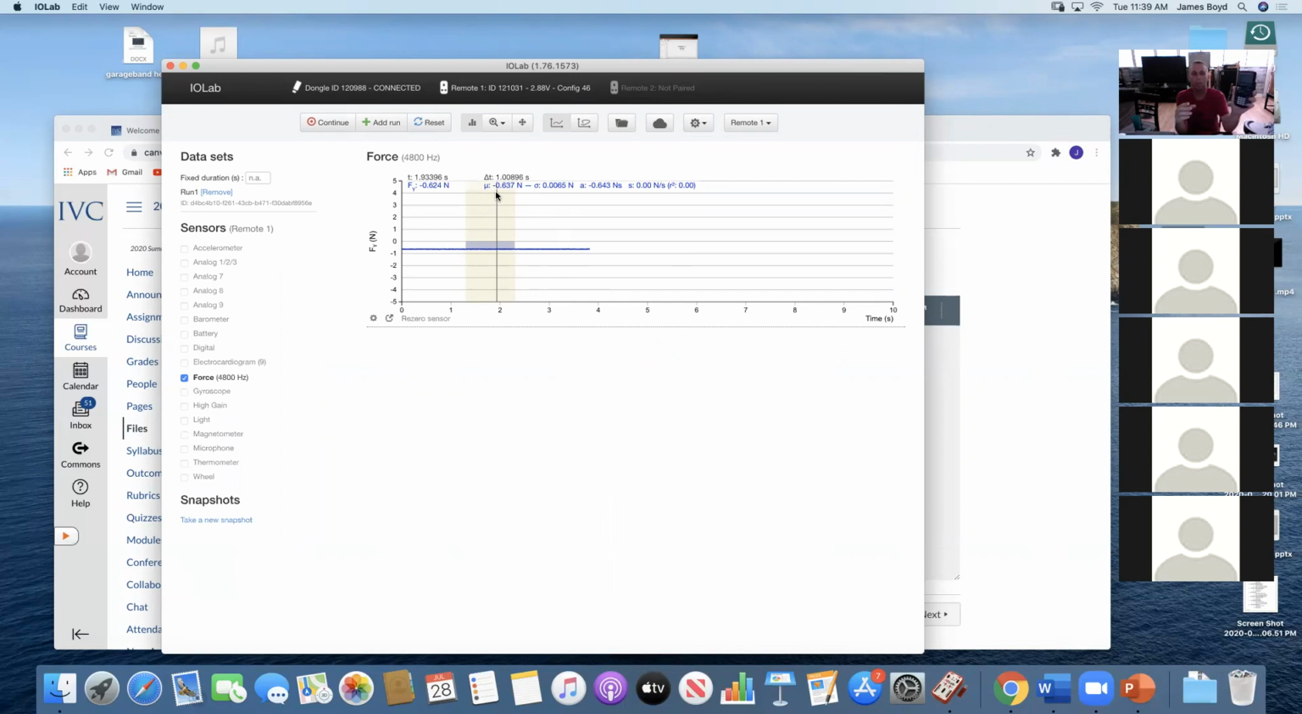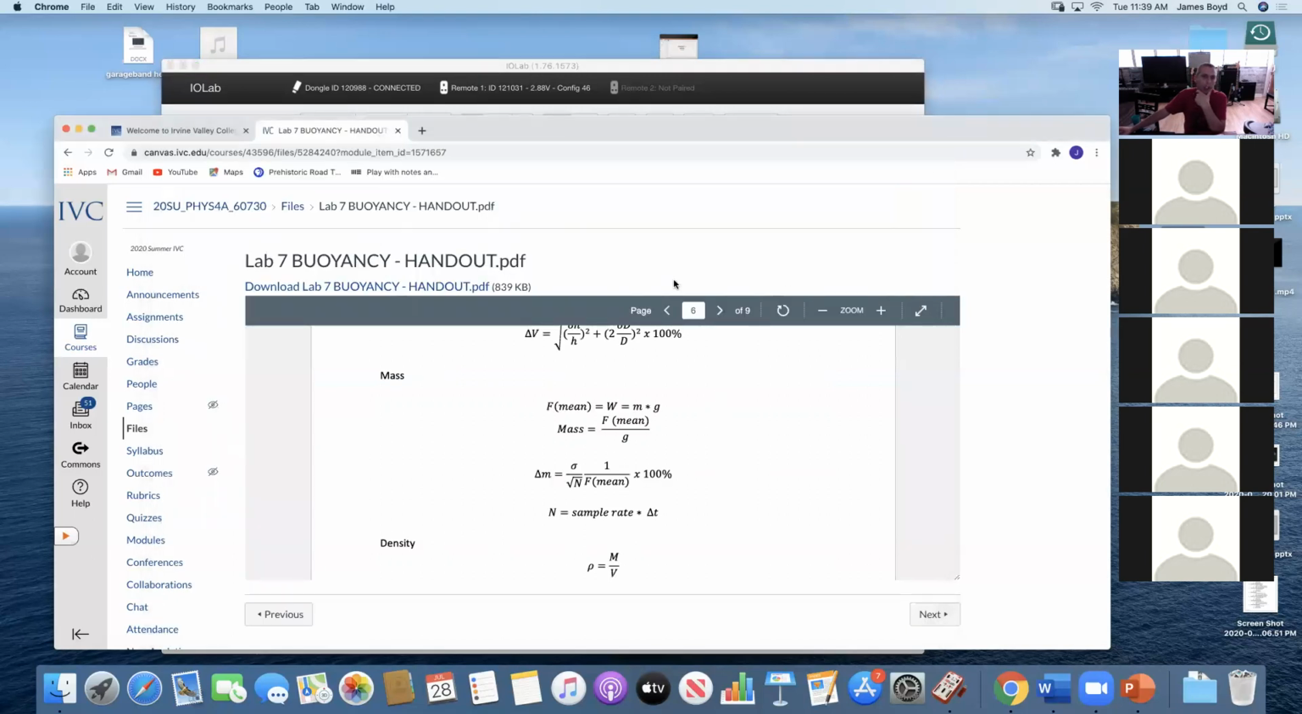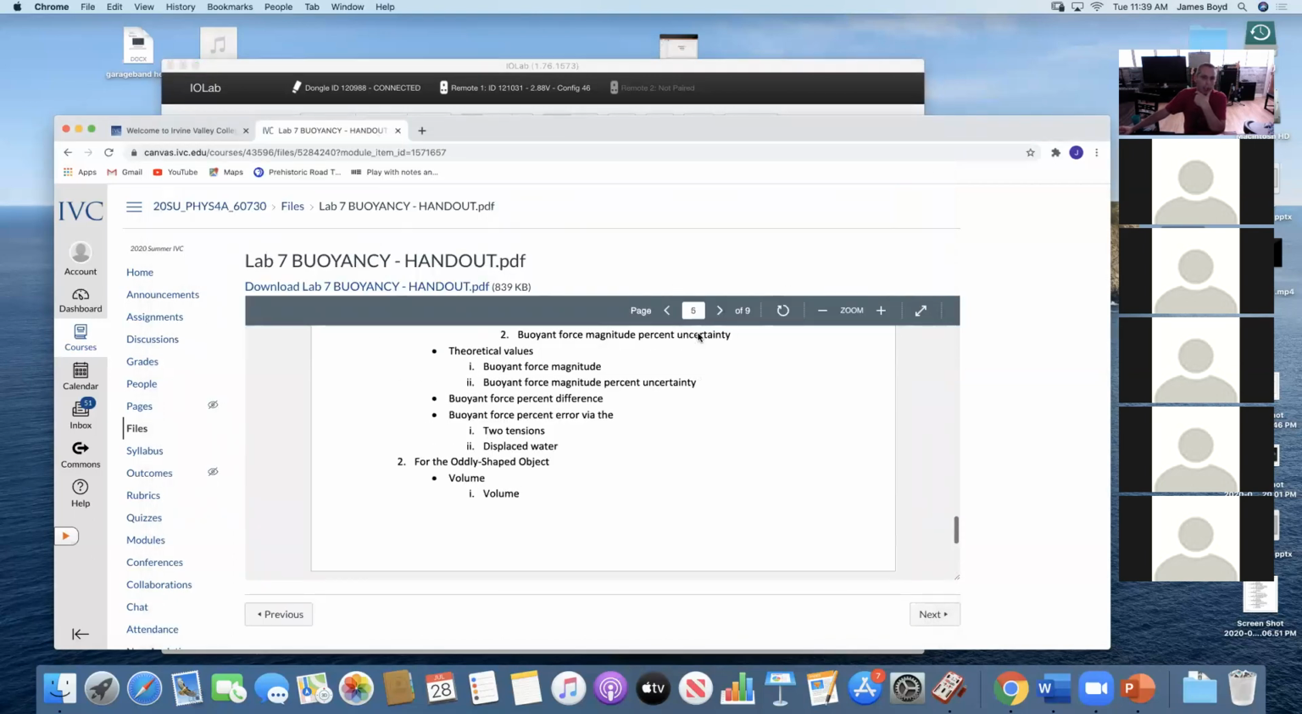And you get 0.065 or 65 grams. So this thing is 65 grams or 0.065 kilograms. Leave it in kilograms. We're going to have our density of water in kilograms per meter cubed. So put it in there that way. So you need to find the mass of each object.